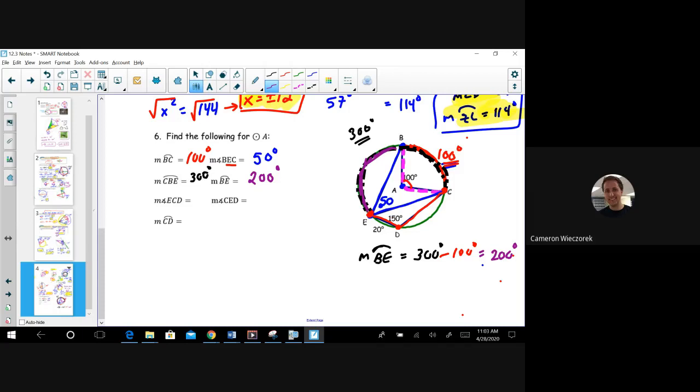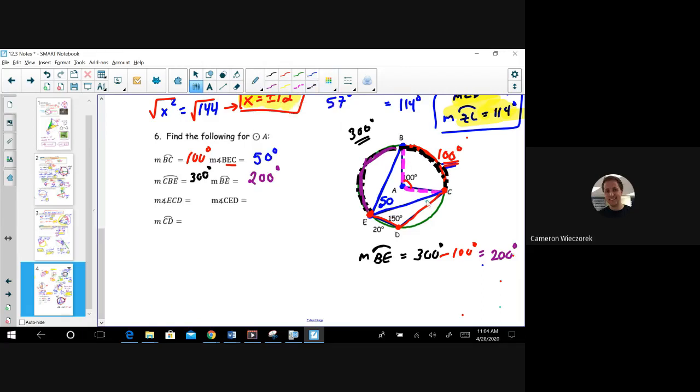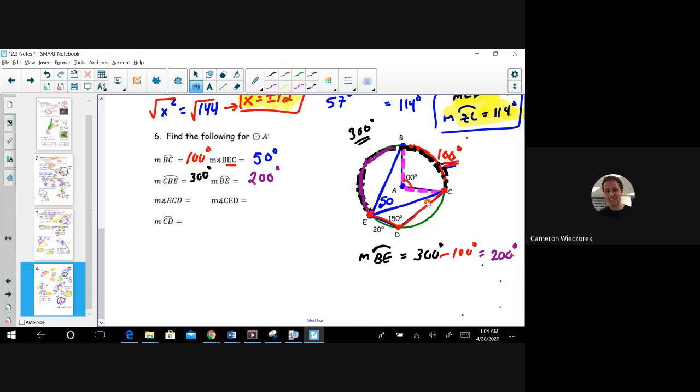Angle ECD. Okay, so let's label that with a new color. We need some more colors. Let's do orange, that will probably be better. Okay, there's my orange dot. That's angle ECD. Trace it out. That hits E and that hits D. So this little arc that's intercepted is 20 degrees, which means angle ECD has to be half of that. That's got to be 10 degrees. So I get a 10-degree angle for ECD.